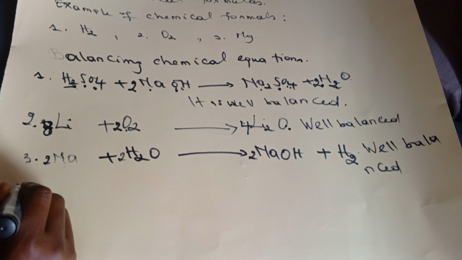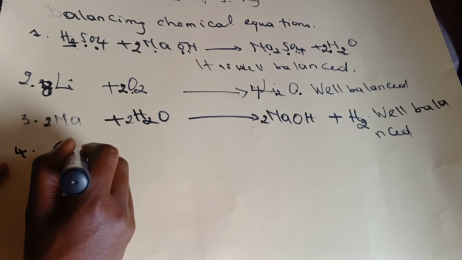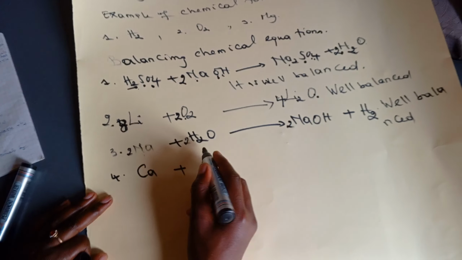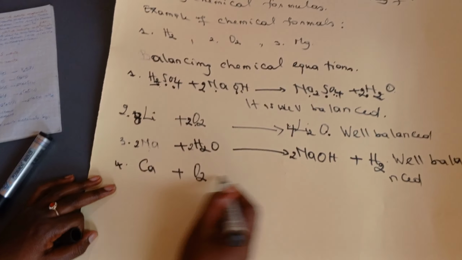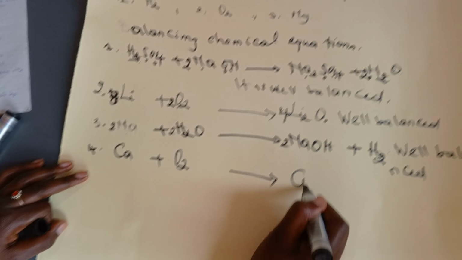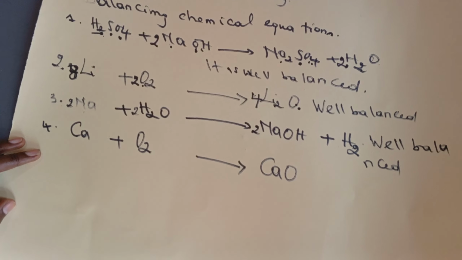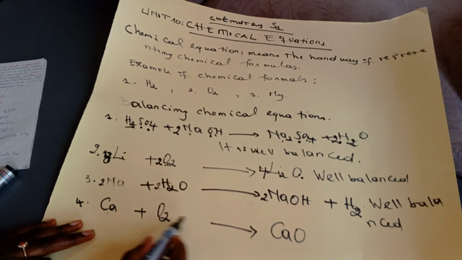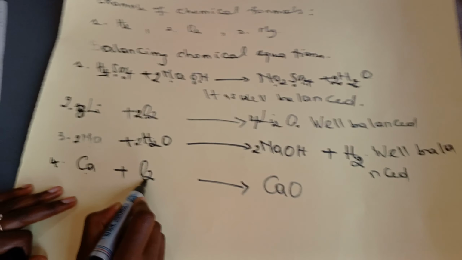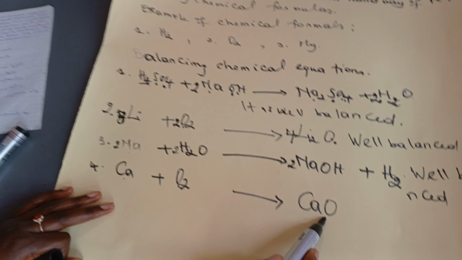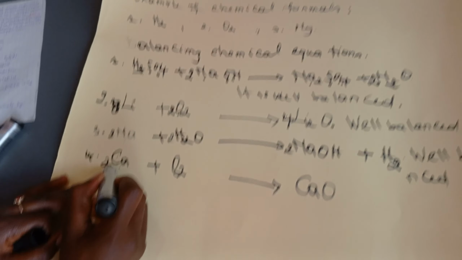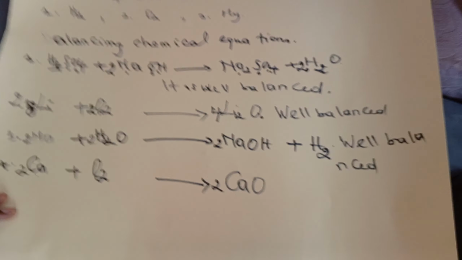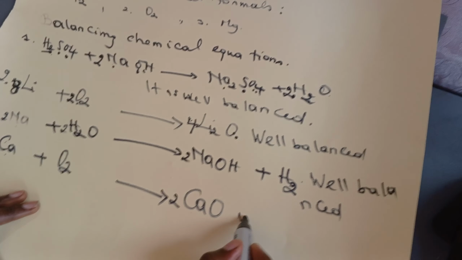Example number 4. We take calcium reacting with oxygen to give calcium oxide. In the reactant there is 1 calcium, and in the product there is 1 also. But for oxygen there are 2 here and 1 oxygen there. We can put 2 here and 2 here. Then the equation is well balanced.